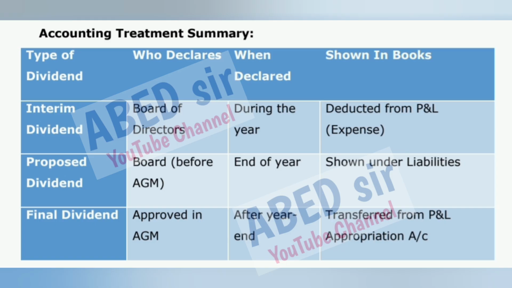Accounting treatment summary. Type of dividend: who declares, when declared, shown in books. Interim dividend: Board of Directors, during the year, deducted from P&L as expense. Proposed dividend: board, before AGM, end of year, shown under liabilities. Final dividend: approved in AGM after year-end, transferred from P&L appropriation A/c.